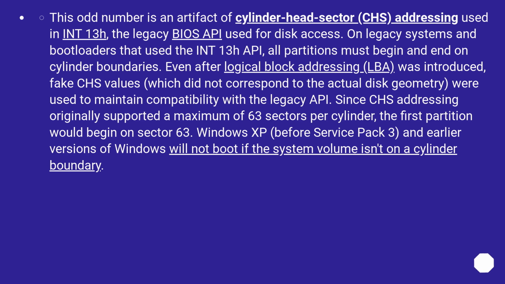This odd number is an artifact of cylinder head sector, CHS, addressing used in INT 13h, the legacy BIOS API used for disk access. On legacy systems and bootloaders that use the INT 13h API, all partitions must begin and end on cylinder boundaries. Even after logical block addressing, LBA, was introduced, fake CHS values, which did not correspond to the actual disk geometry, were used to maintain compatibility with the legacy API. Since CHS addressing originally supported a maximum of 63 sectors per cylinder, the first partition would begin on sector 63. Windows XP, before Service Pack 3, and earlier versions of Windows will not boot if the system volume isn't on a cylinder boundary.